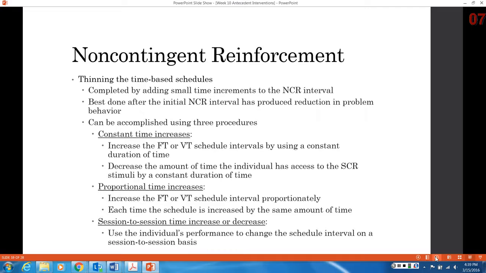The third method is a session-to-session increase. This involves using the individual's performance as a guideline for increasing the interval. Therefore, the increase depends on the behavior of the learner, and the increase may vary accordingly.